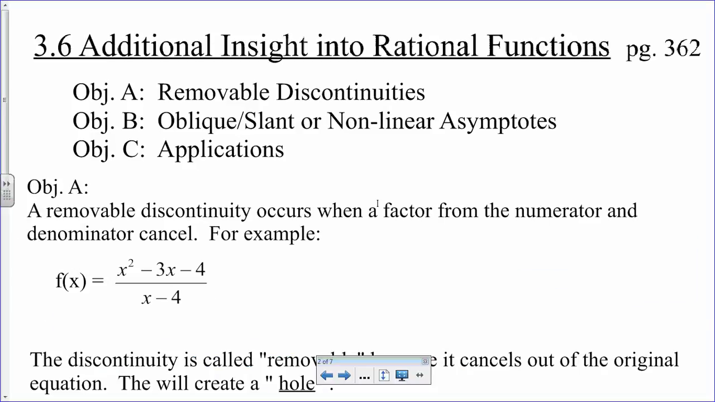3.6 goes into some removable discontinuities, which are holes, and it goes through slant and non-linear asymptotes. So we'll talk about objectives A and B today, and then we'll do our applications tomorrow.